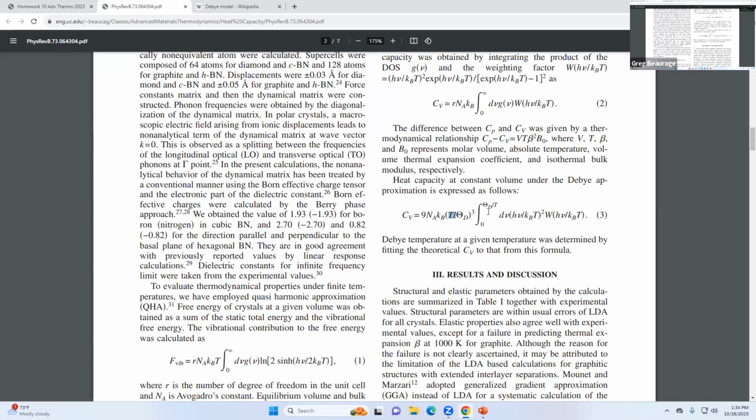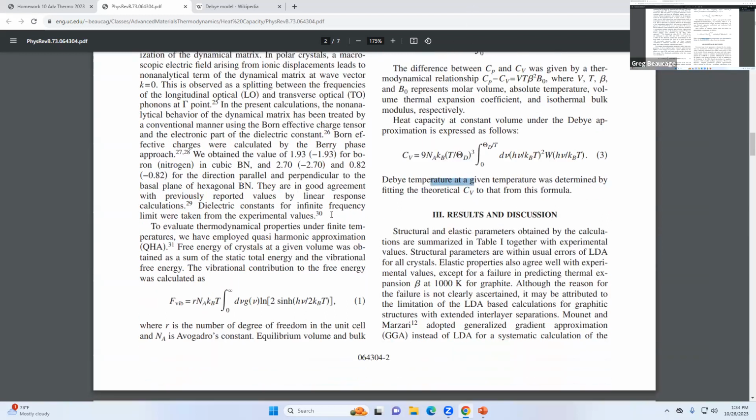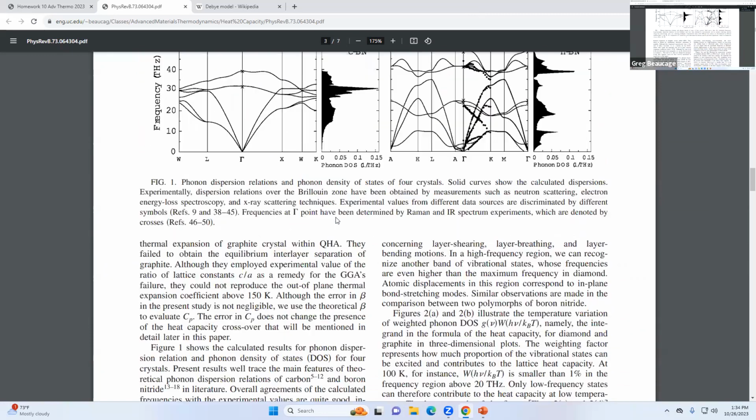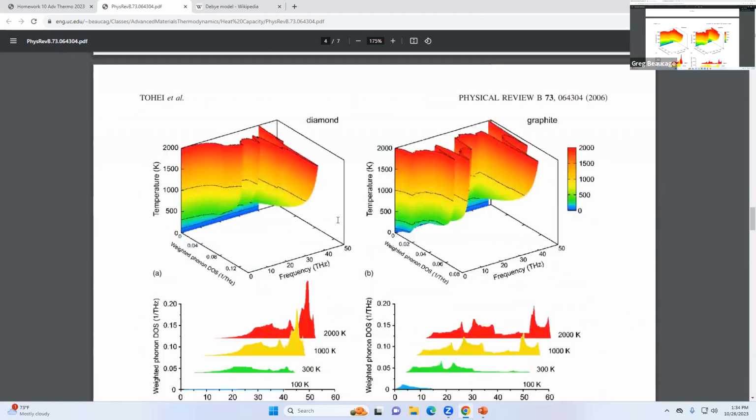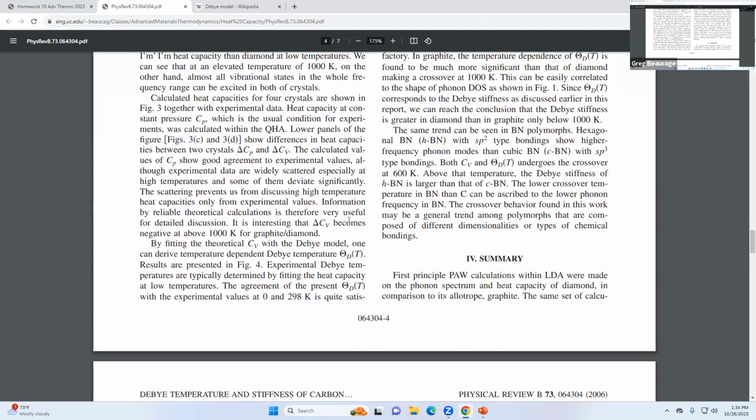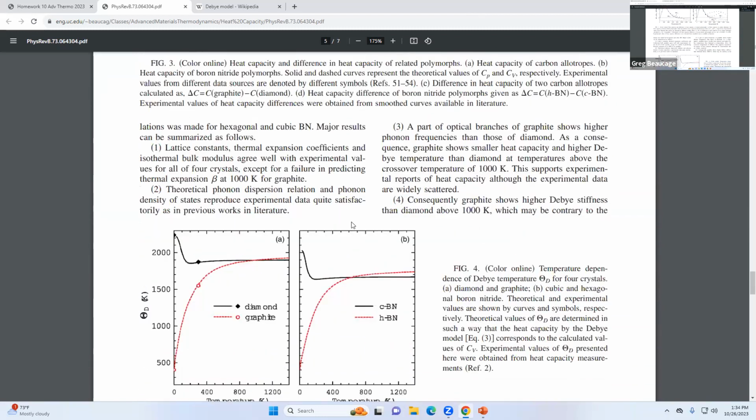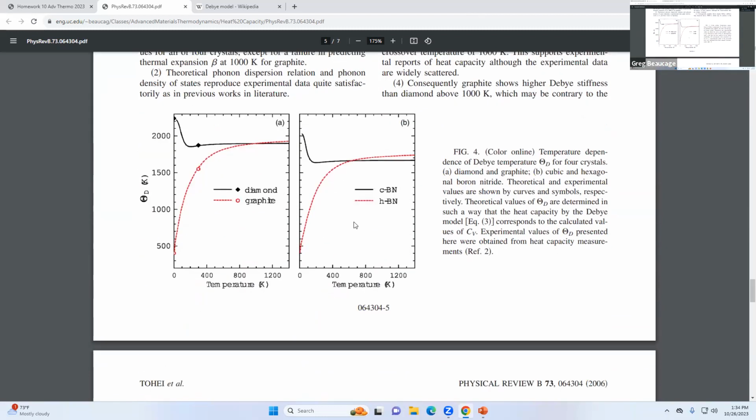So he doesn't calculate the Debye temperature, he fits this function. He says right here, Debye temperature again is determined by fitting equation 3 to the calculation he did in equation 2. It's kind of interesting. And then one way to do it. So he's got those numbers in here somewhere. I think he compares those with the literature numbers for that.